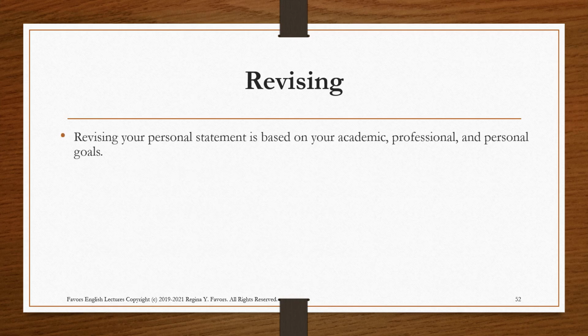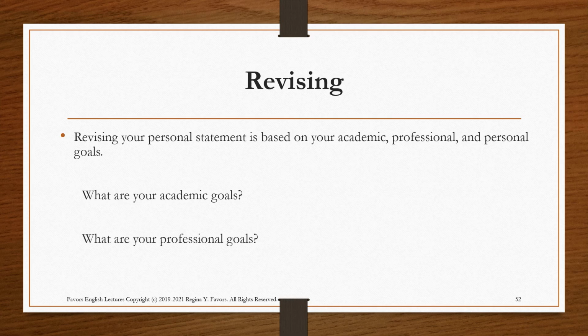So revising your personal statement is based on your academic, professional, and personal goals. What are your academic goals? What are your professional goals? And what are your personal goals? So academic is always that course information that you need to know, that you need to complete. So that's always going to be the undergraduate. The professional goals depend upon whether or not you're going to need an advanced degree or whether or not you're going to move up the organizational ladder. So it depends on what you want to do. It depends on the specialization. And then what are your personal goals?